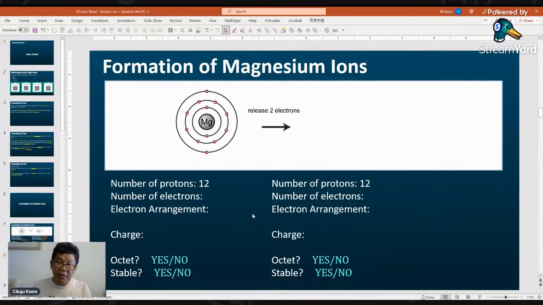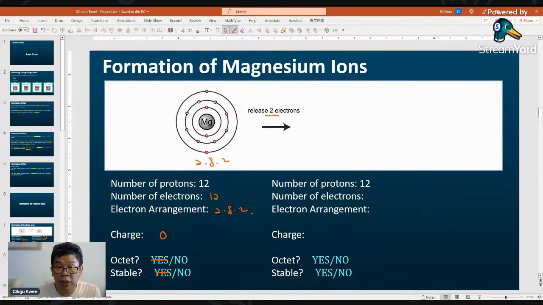Magnesium. Magnesium is a metal, and it has 12 protons. The number of electrons is also 12 because the number of protons must be equal to the number of electrons, and the electron arrangement is 2, 8, 2. So what's the charge? 0, because the number of protons equals the number of electrons. Is it an octet? No, because the number of electrons in the outermost shell is 2 and not 8. So it's not stable. It tends to release 2 electrons.